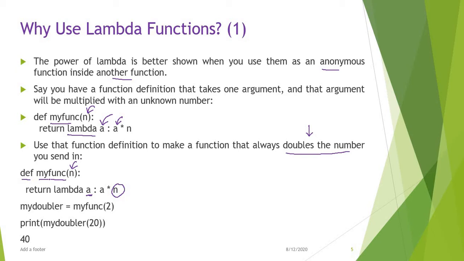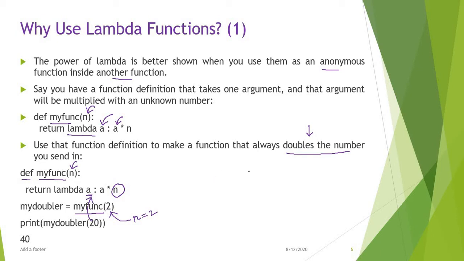So we need to pass the input through the user defined function myfunc. In brackets I'm giving 2. Whatever I am supplying here, that is actually n. This is assigned to my doubler, some object. Then I'm giving 20 as the input for this my doubler, which is nothing but a.